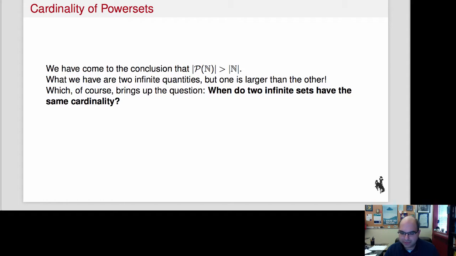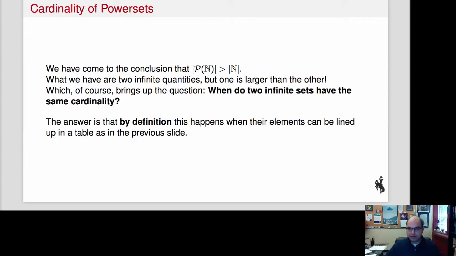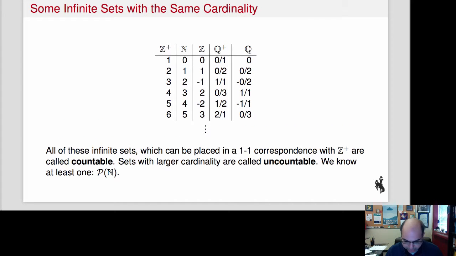What does it mean for two infinite sets to have the same cardinality? Well, it just means that I can line them up in a row like we did in the previous slide, right? If I can line things up in a table where I have an element of one, an element of the other, element of one, element of the other, then sure, that means that they have the same cardinality. If I can't do that, then no, they don't have the same cardinality, okay?